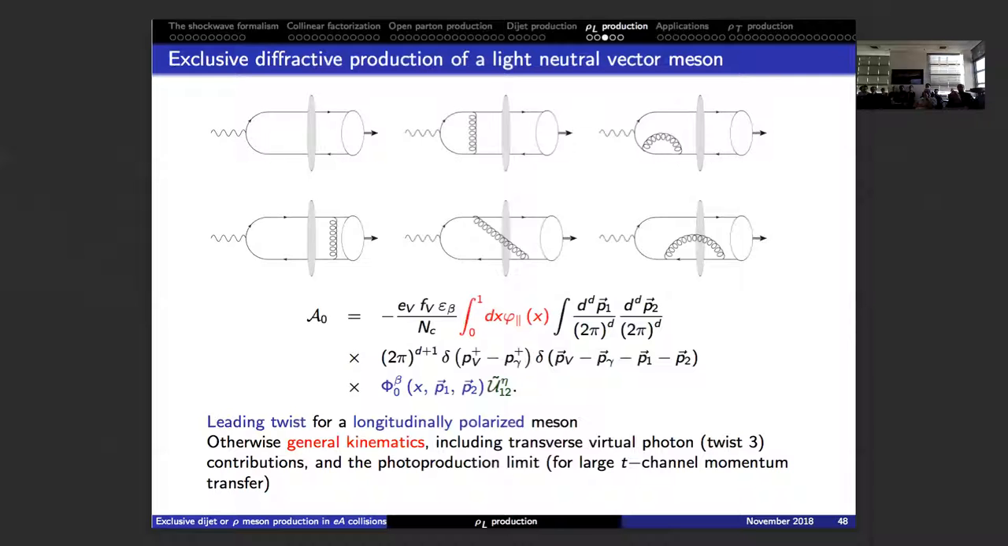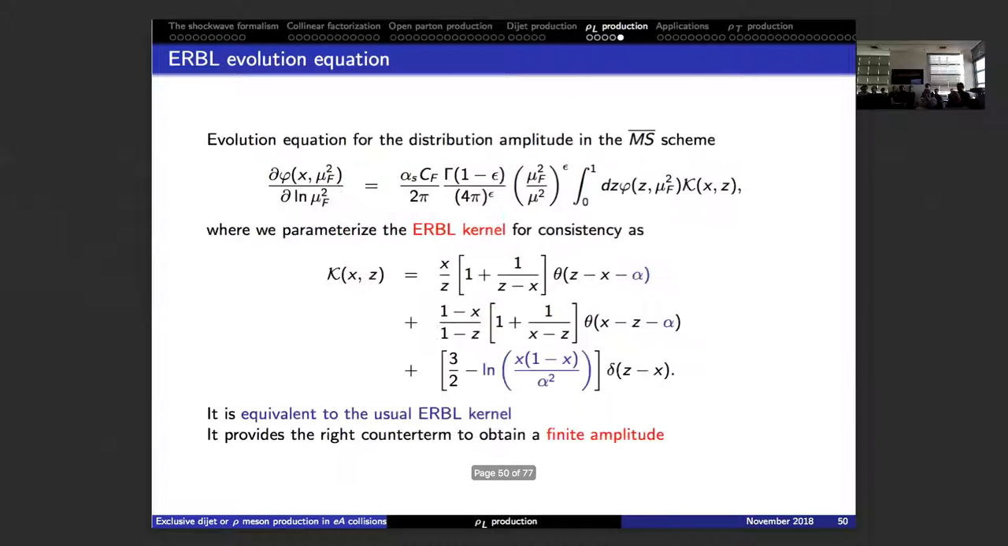So now, taking those guys, putting them collinear, and adding the ERBL counter term, I get something which is perfectly finite at NLO for exclusive longitudinal meson production. So again, I have a perfectly finite amplitude this time, and you can do some phenomenology for that.